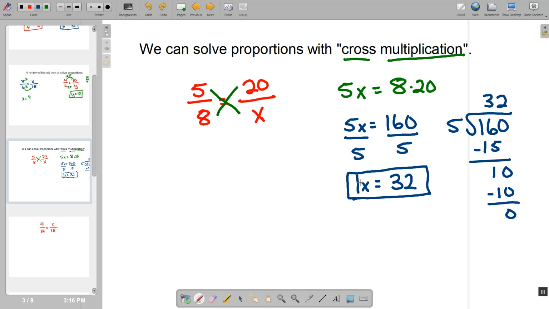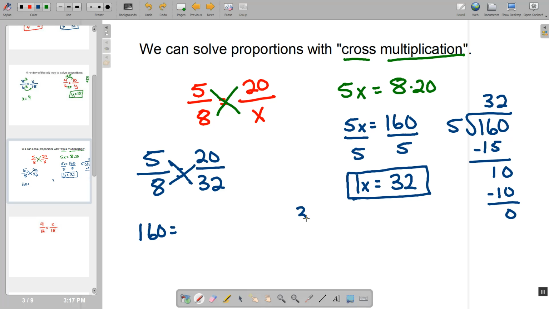Now, we're going to go back and check, and I'm going to show you that the cross multiplication is still true. So now here's our actual proportion. We're going to put an x through the equal sign. 8 times 20, we already know, is 160. But here's the good news. 32 times 5 is also 160. Cross multiplication: you put an x through the equal sign, and you multiply across the equal sign.